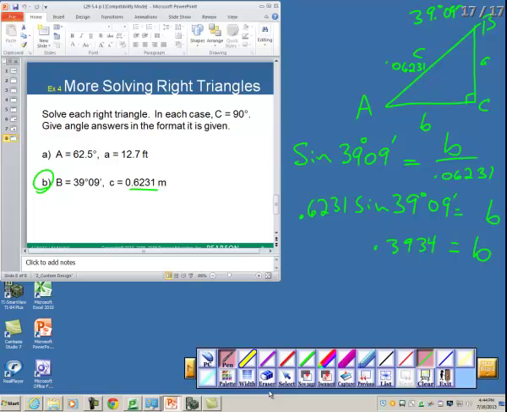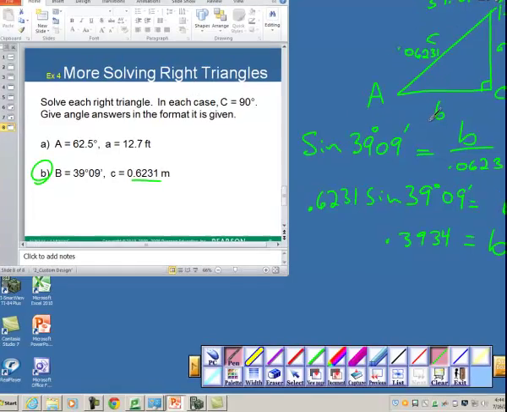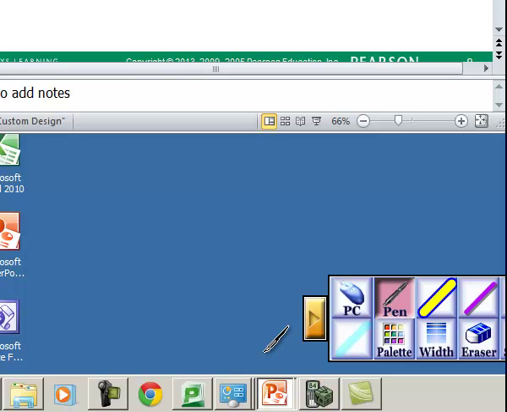All right? And then from there, what would you do to get side A? Dylan? You could use cosine, yeah. But what else could you use? You could also use the Pythagorean Theorem, that's right. And how about angle A? How would you find that? Right. Angle B from 90.